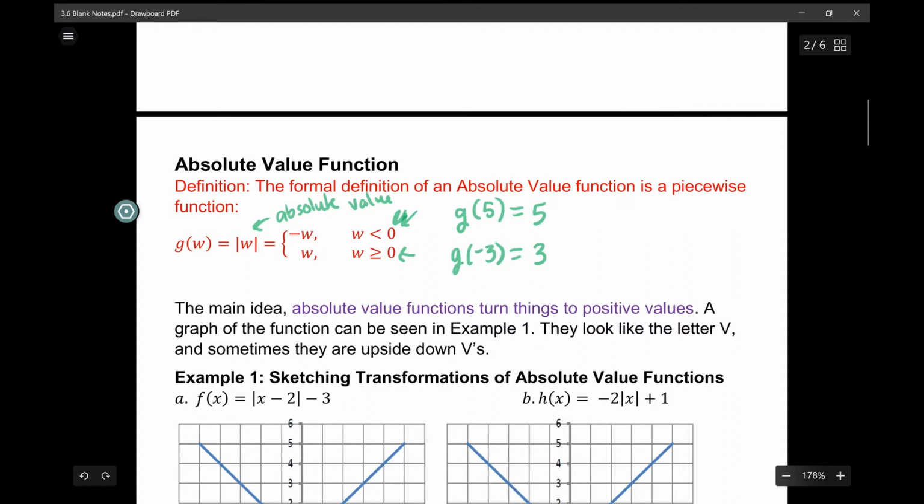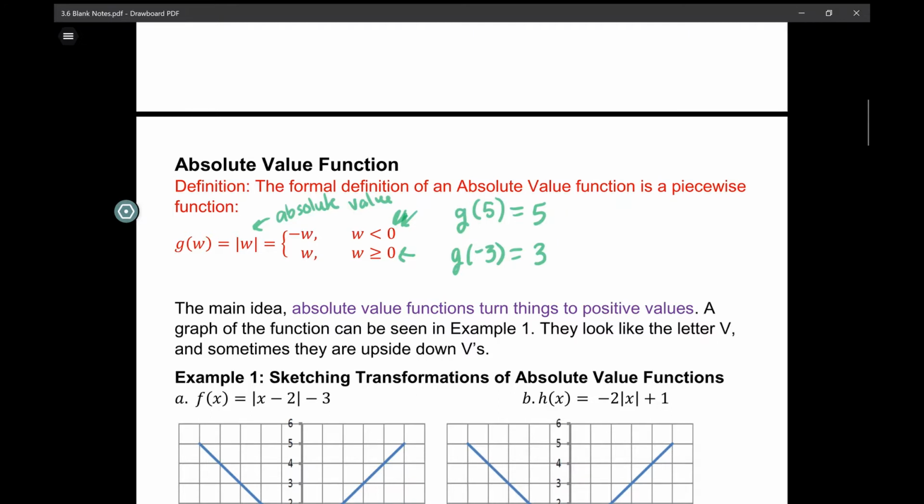The basic absolute value function always returns a positive number. And the way I like to think about it is distance from 0 on the number line. So negative 3 is 3 units away from 0 on the number line. 5 is 5 units away from 0 on the number line. So it's always going to be a positive value because it's a distance.